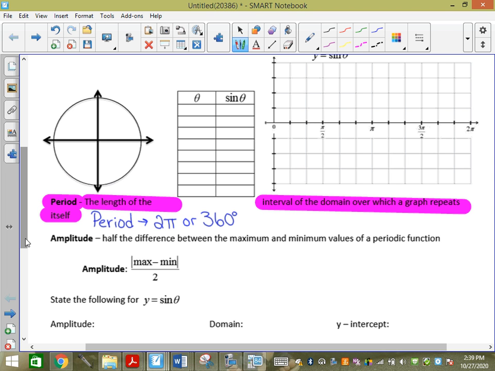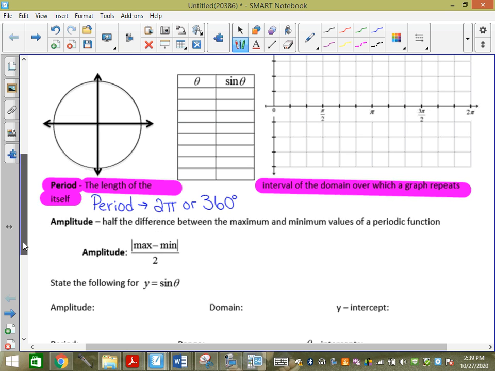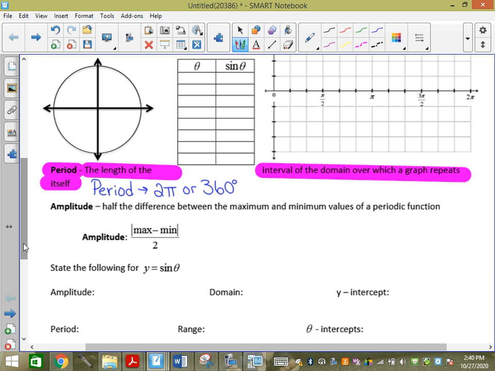Horizontal or vertical? If we horizontally stretched it by a half, my period would go from 360 to 180, right? If I horizontally stretched it by a factor of 2, it would go from 360 to 720. The horizontal stretch is the only thing that can affect the period of my graph, because it'll stretch it wider or narrower, and it's only the horizontal that's going to affect that. Okay, that's one thing. So that's the period. Then we have the amplitude.